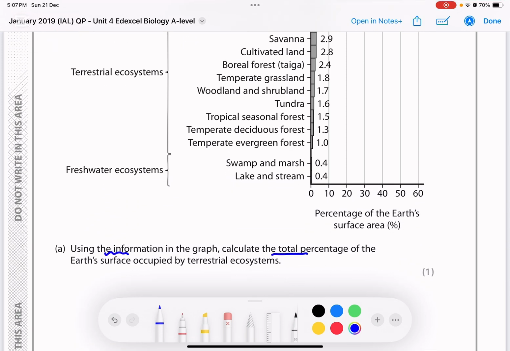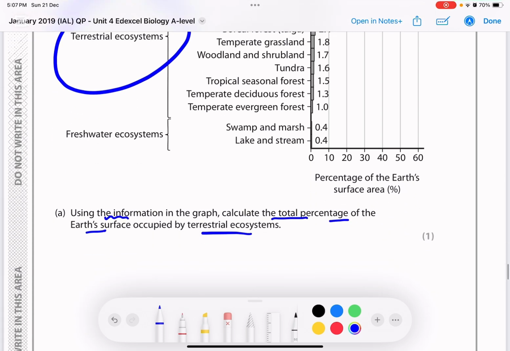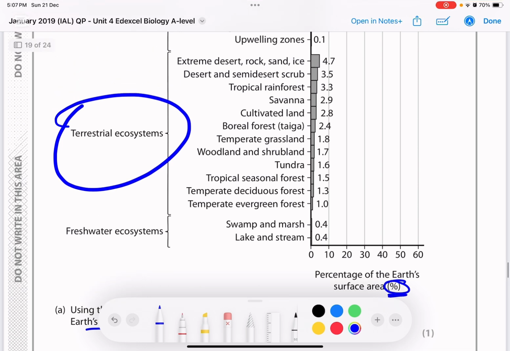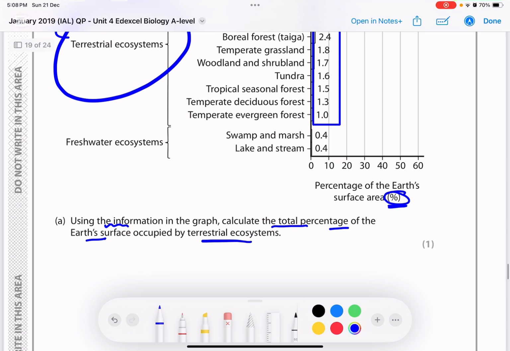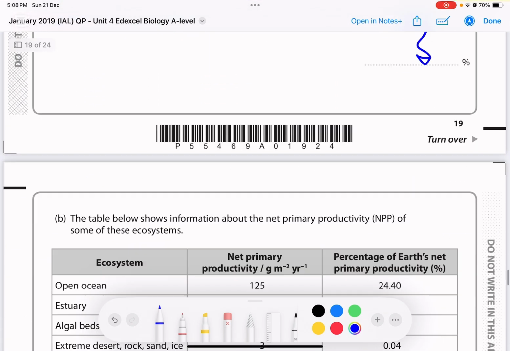It's to calculate the total percentage of Earth's surface occupied by terrestrial ecosystems. Here, the trick is that you just add the sum and you don't calculate the percentage, since the axis is already in percentage, so you just add them. So it's all of these numbers added, and then you put their sum in the blank answer.